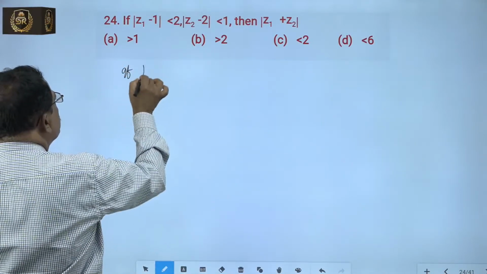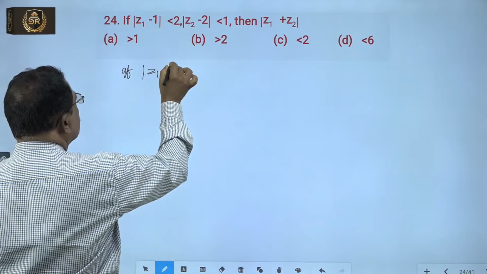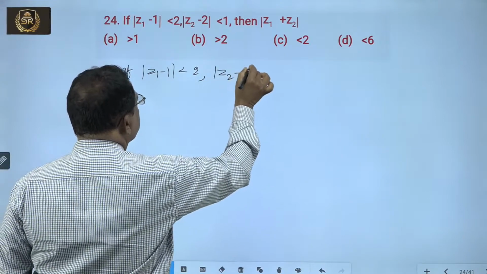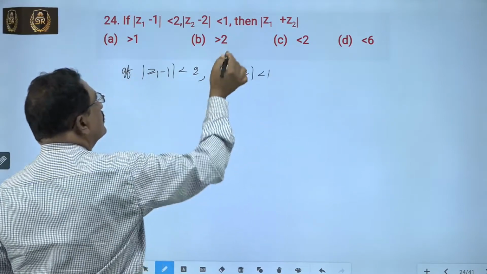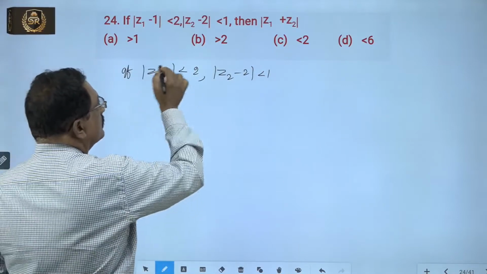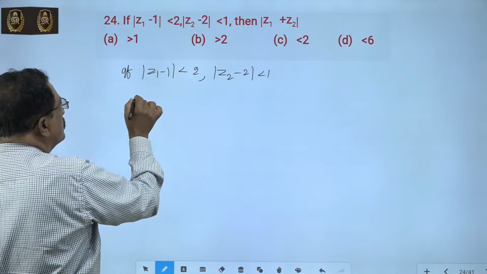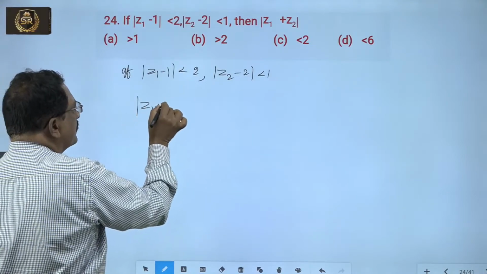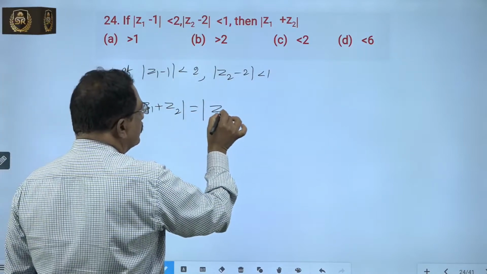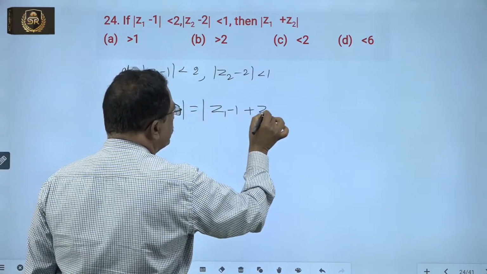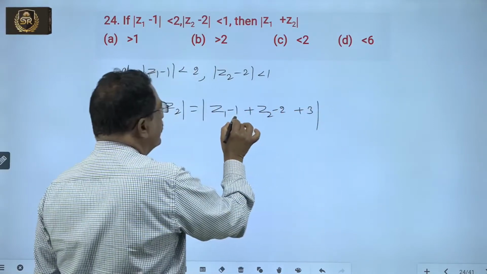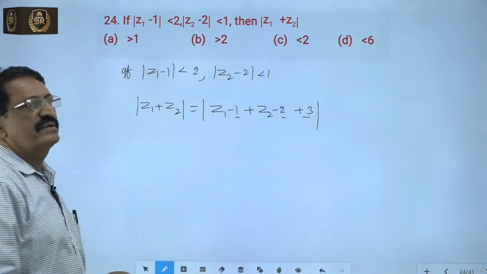If mod of z1 minus 1 is less than 2, and mod of z2 minus 2 is less than 1, then we require mod of z1 plus z2, from the given options. Now mod of z1 plus z2 can be written as mod of z1 minus 1 plus z2 minus 2 plus 3, meaning add and subtract 3.